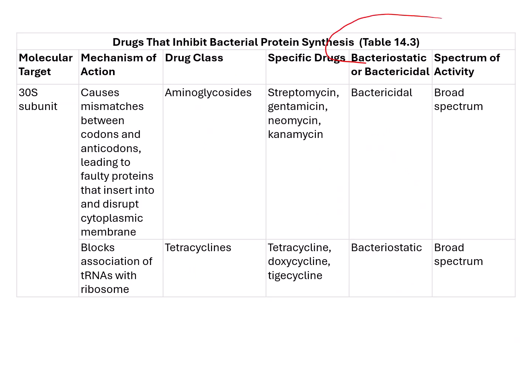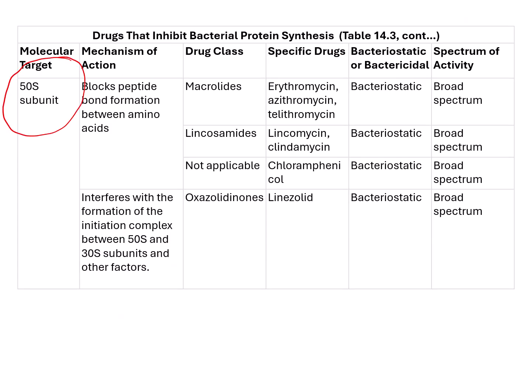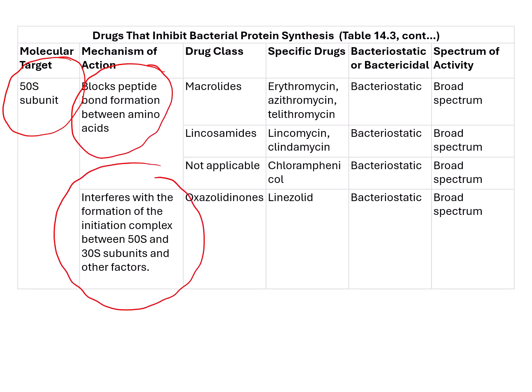Our book also summarizes this with our table 14.3, showing that drugs that target the 30S subunit affect decoding of the codons on the messenger RNA, and they also affect transfer RNA binding. Whereas those 50S subunit inhibitors affect peptide bond formation between amino acids and also prevent the formation of the initiation complex.